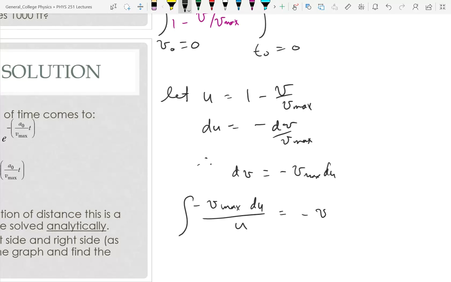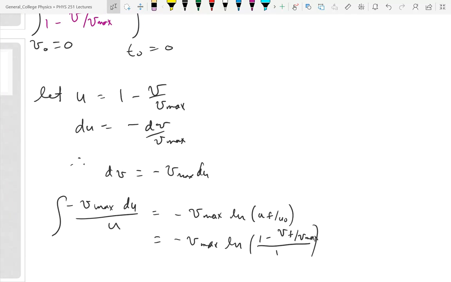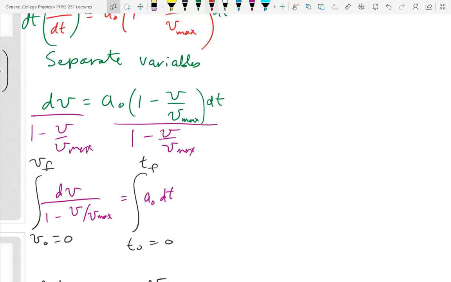So that's going to be minus v max natural log of u final over u initial, or more simply, minus v max natural log of u final, 1 minus v final over v max, over 1. So there's my integral for the left-hand side. The integral for the right-hand side, every one of you should be able to blurt that one out. What's the integral for the right-hand side?